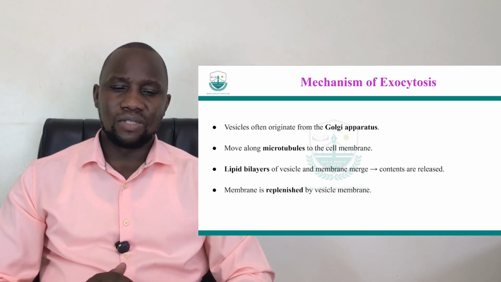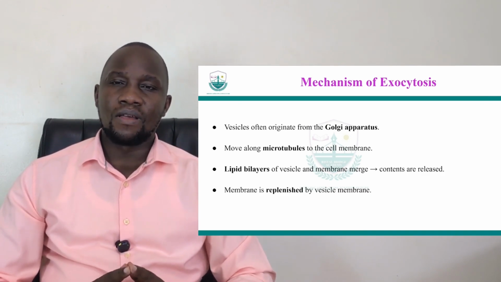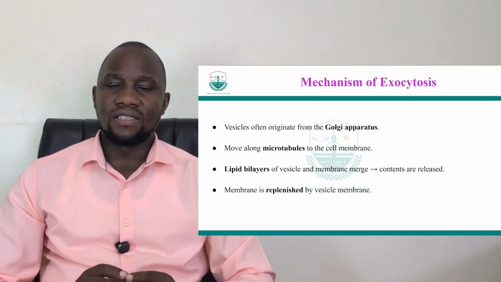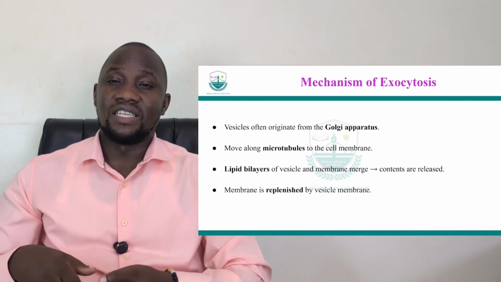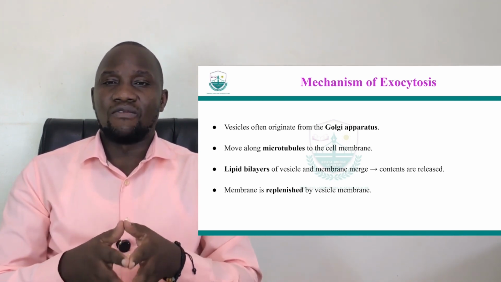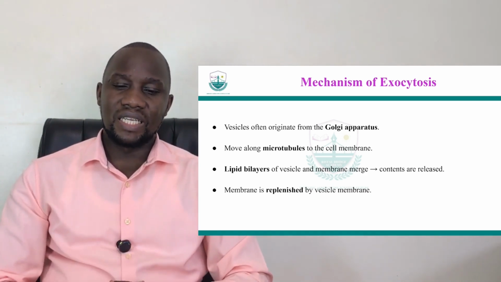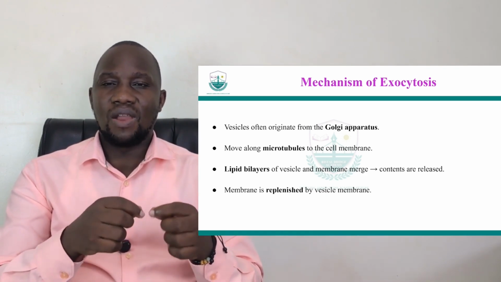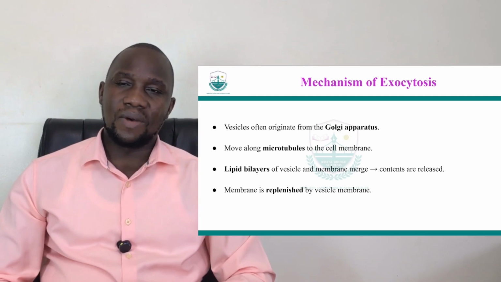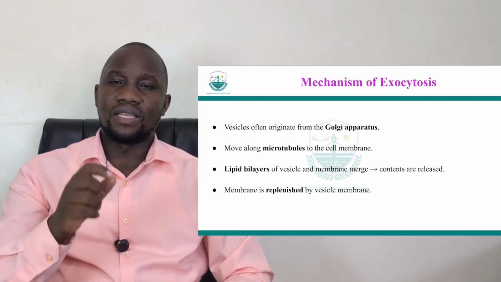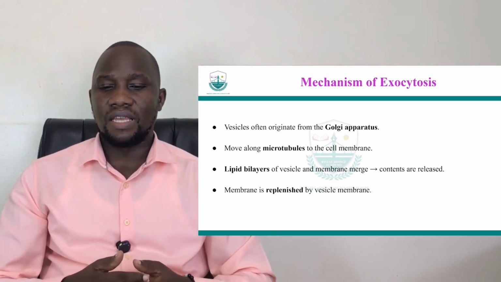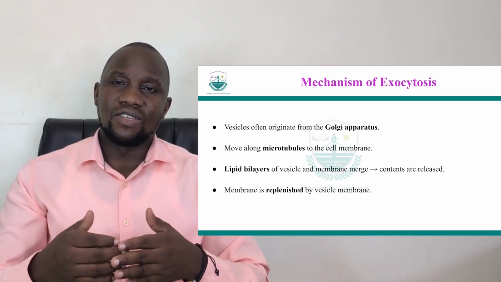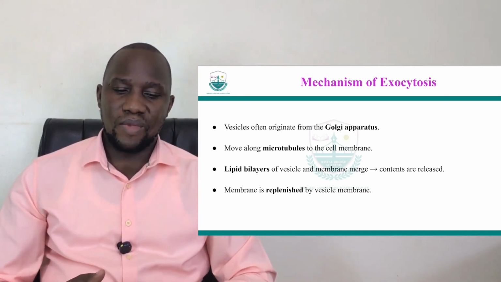So exocytosis, the process is basically very simple. We are saying that you have to have vesicles forming, and these vesicles can contain a number of things that need to be removed. Now, these vesicles are forming from the Golgi apparatus. So these vesicles now move along what we term as the microtubules to the cell membrane, where you have that fusion. And then when that fusion happens, you have the content being released, and then that vesicle membrane becomes part of the plasma membrane.